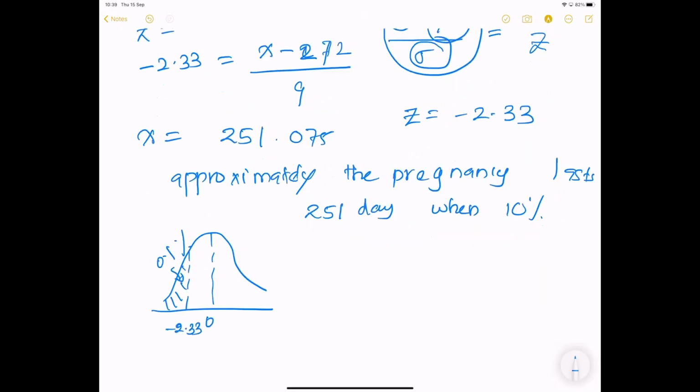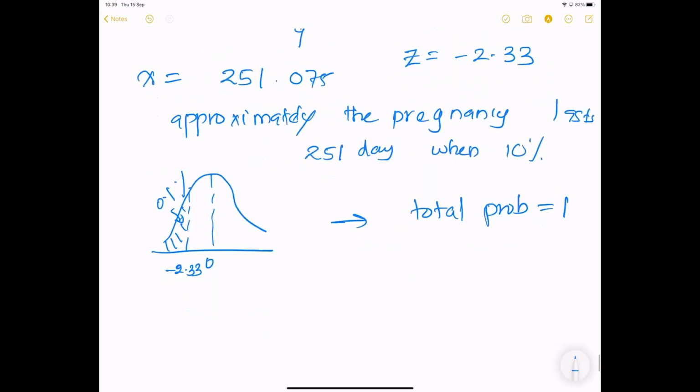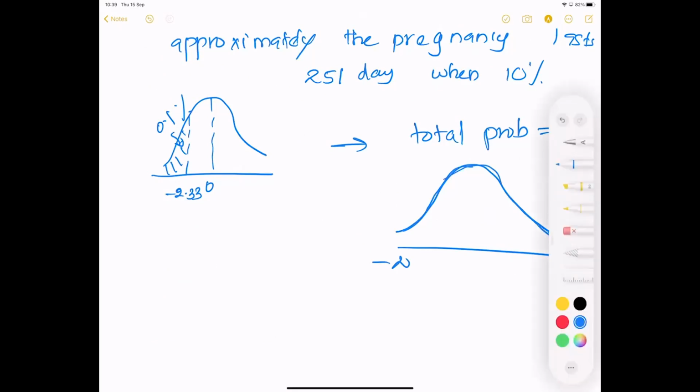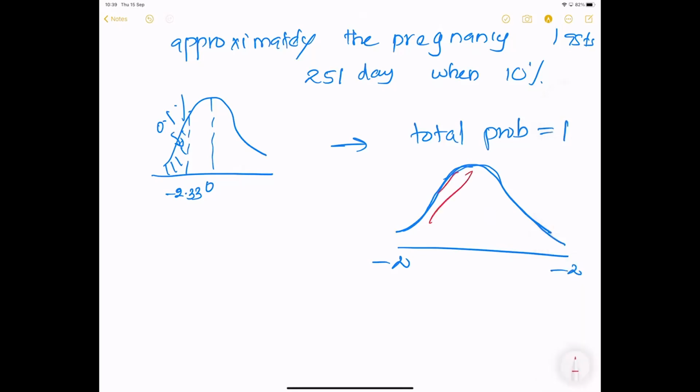Then the total probability always equals 1, right? Total probability always equals 1, meaning from negative infinity to positive infinity. That is the area under the curve. I will use a different color. This total area always equals 1, right?